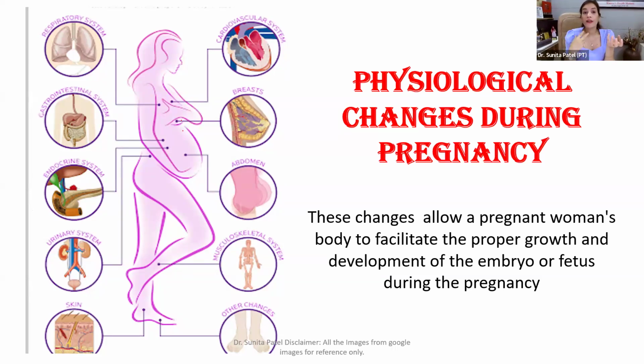So these are the systemic changes happening here. In this case, you can also understand that more blood will rush towards the uterus because a new organ is forming there.